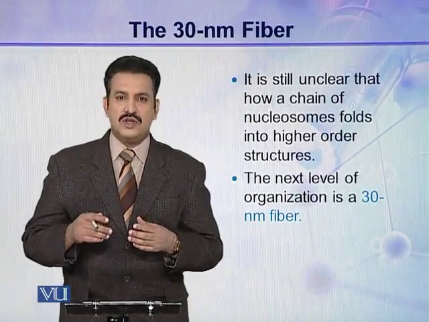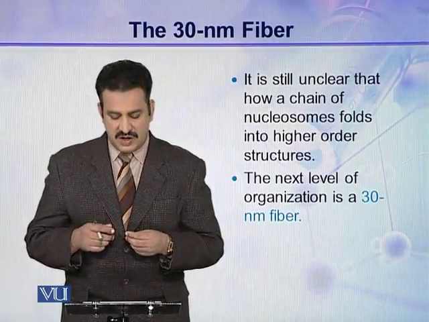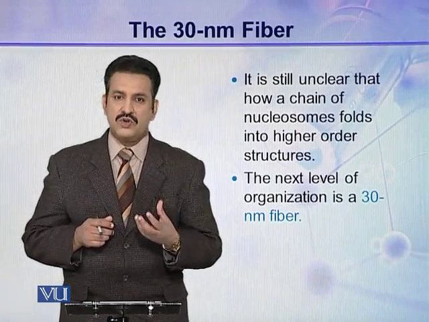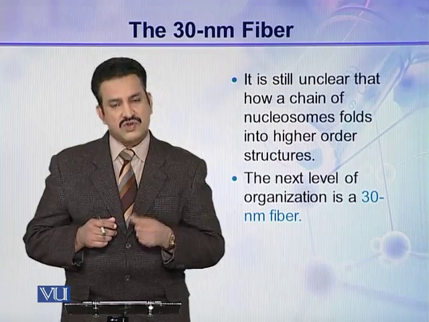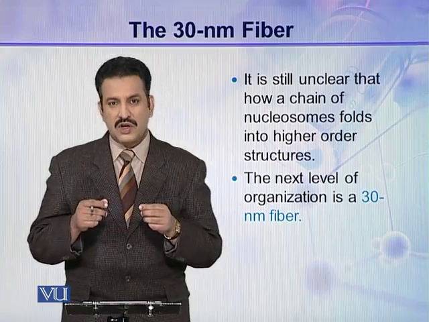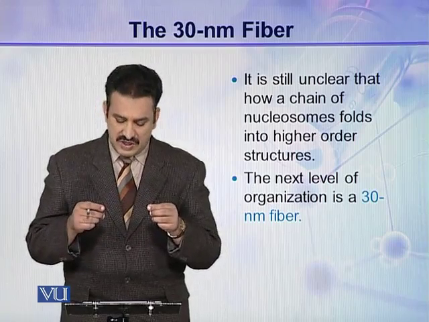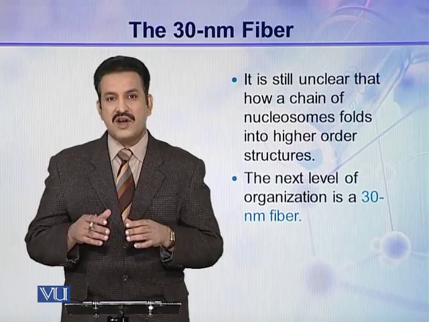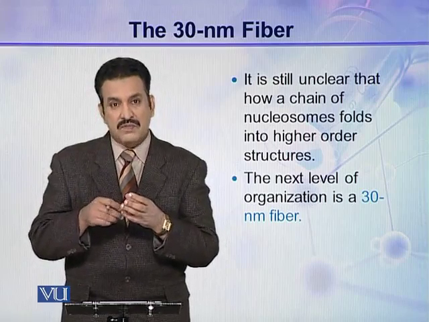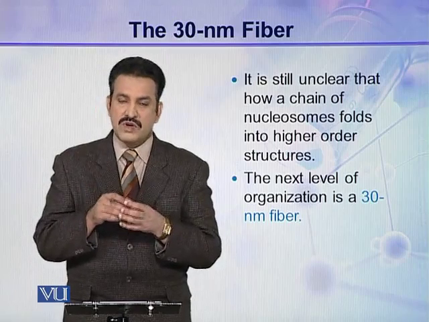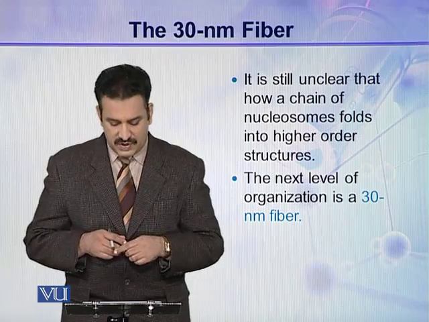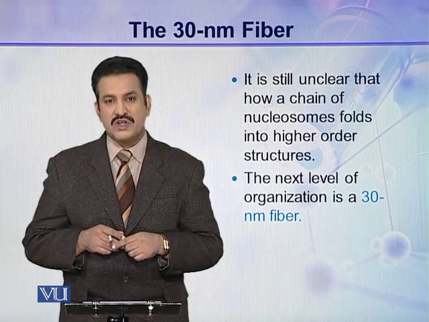As you know, the chromatin fibers are highly condensed to make a chromosome. It is still unclear how a chain of nucleosomes, or beads on a string, folds into higher order structures. How these fibers fold and condense to make a chromosome. So the next level of organization is a 30 nanometer fiber.